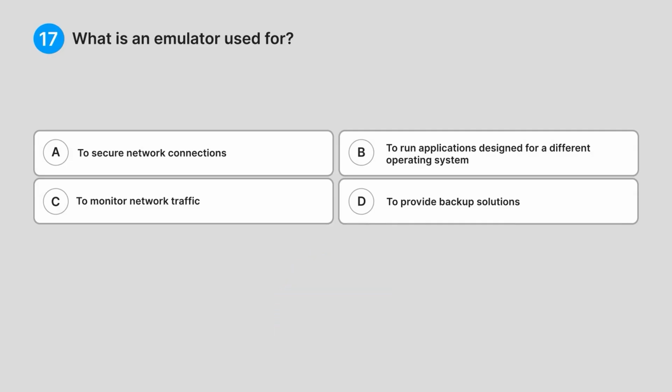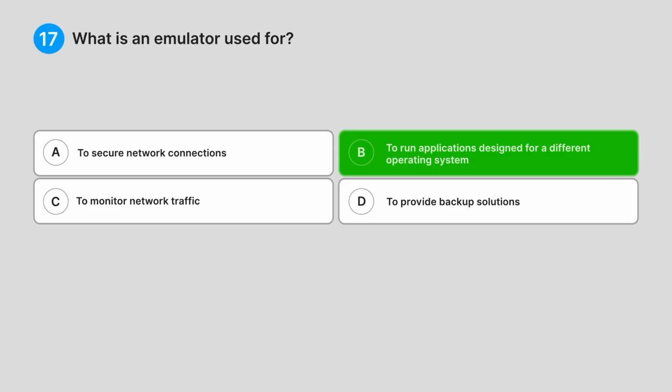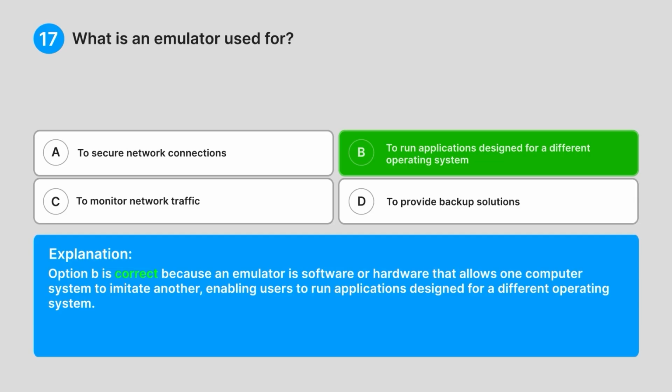Correct answer, B. To run applications designed for a different operating system. Explanation. Option B is correct because an emulator is software or hardware that allows one computer system to imitate another, enabling users to run applications designed for a different operating system.